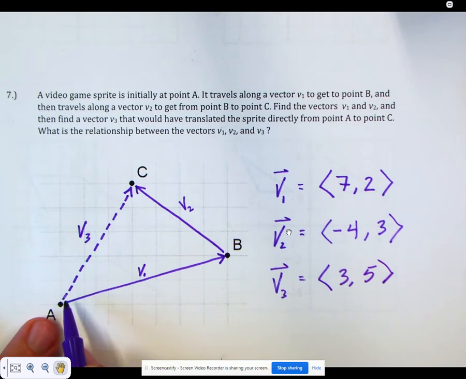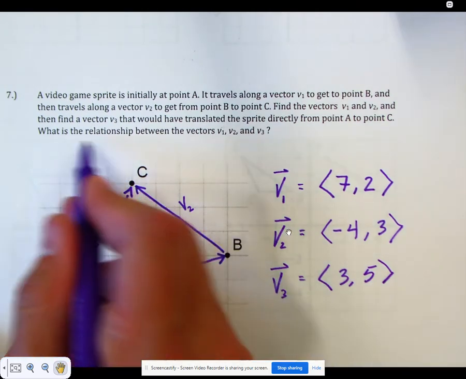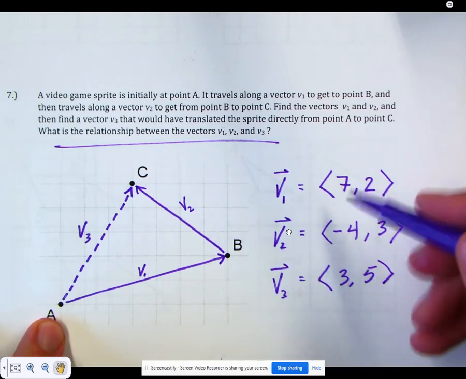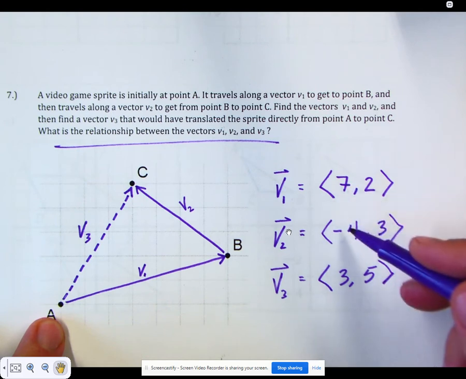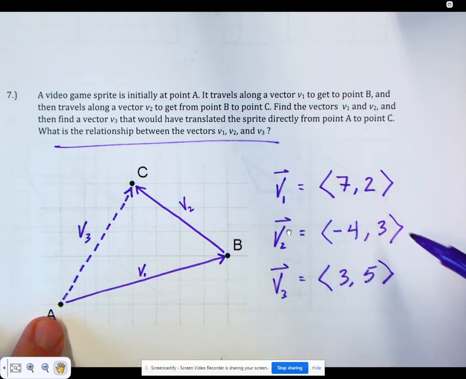So as you can see, to get from A to C directly, we could have just gone over 3, up 5. Now the question's asking, what is the relationship between the vectors? Well, do you notice something going on here with the x values? 7 plus negative 4 is 3. How about the y values? 2 plus 3 makes 5.